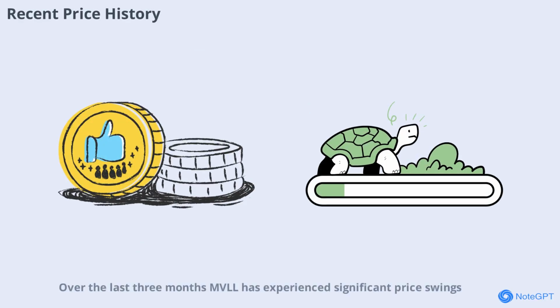Over the last 3 months, MVLL has experienced significant price swings, with highs above $30 and lows near $18. The most recent trading days show a narrowing range, with prices stabilizing around the $22 mark. This historical context helps put current technical readings into perspective and may signal that the stock is preparing for its next move.